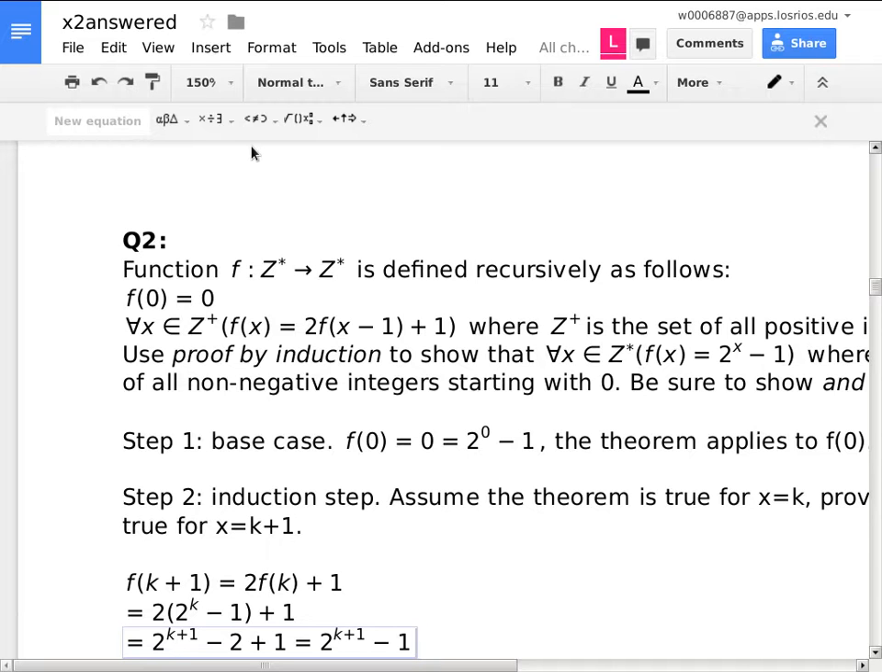I used x plus 1. x plus 1 is fine as long as you're consistent with the whole thing. Because the key here is to first use the definition of the function itself, the recursive part of the definition, and then the second part is to use the assumption of the induction step, which turns f of k, or f of x if you will, into 2 to the power of k minus 1 or 2 to the power of x minus 1. So as long as you use x consistently, it's fine. Not a problem. Is that okay?